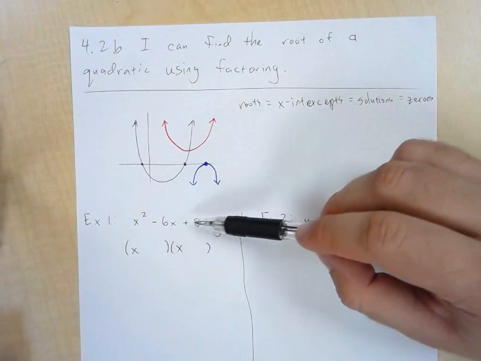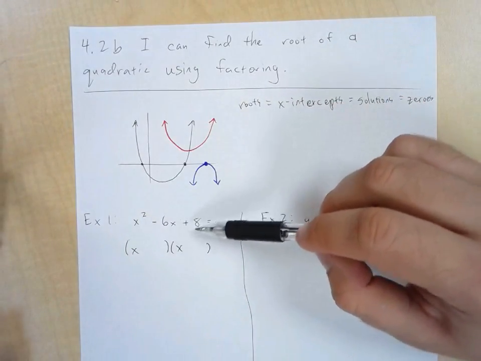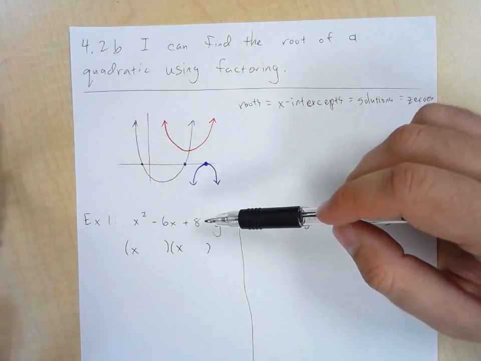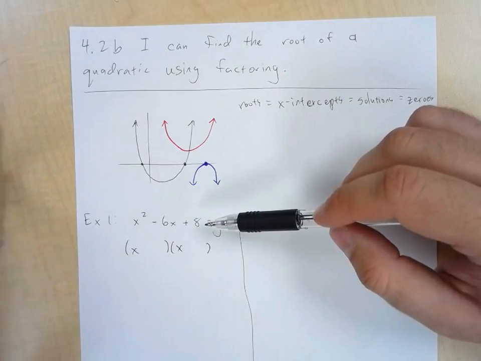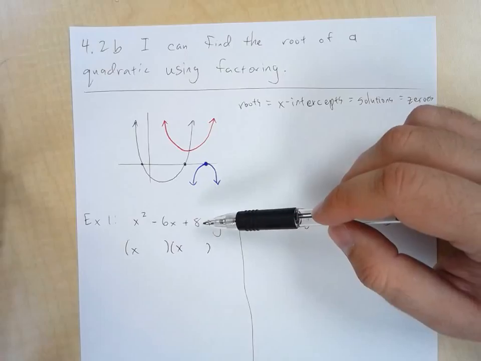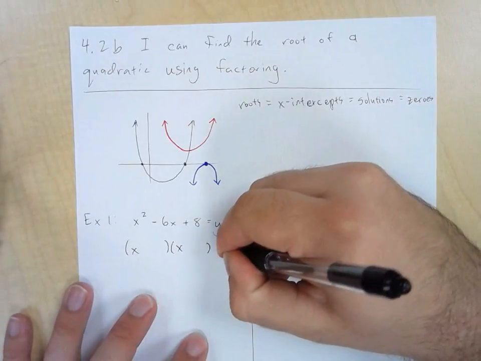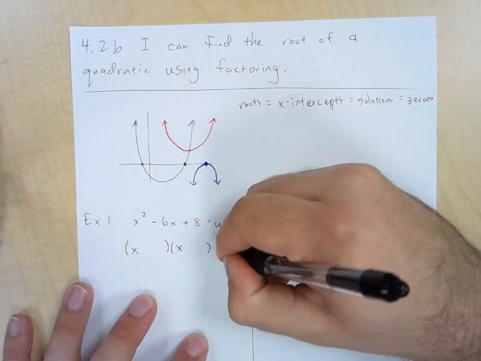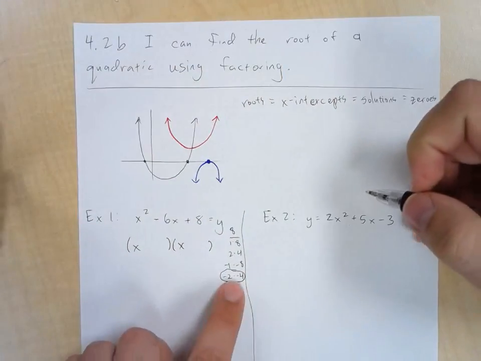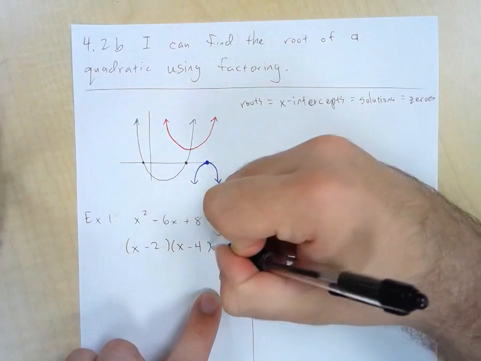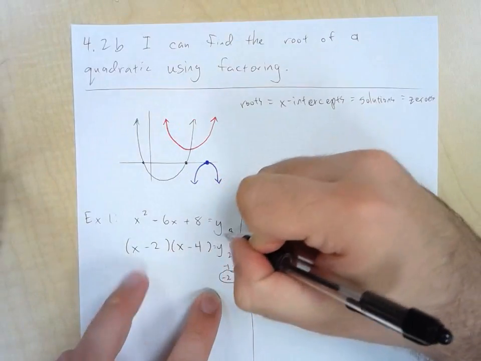Then I need to figure out the factors of positive 8 that then add together to give me negative 6. So I know 8 is 1 and 8 and 2 and 4, or negative 1, negative 8, negative 2, negative 4. This last pair is going to add to be negative 6. So x minus 2 times x minus 4 still equals my y. And this is just work off the side here.